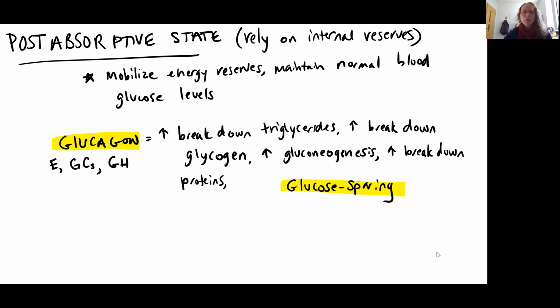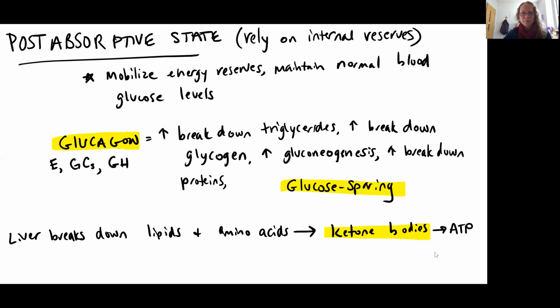So when we are in the post-absorptive state, we transition to more glucose-sparing activities, saving that glucose for your neurons, the cells that really need it, and pretty much telling the rest of your cells that they can use your stores of fatty acid. As part of this glucose-sparing activity, your liver is breaking down lipids and amino acids as part of that gluconeogenesis process, as well as, lipids and amino acids can be used to make ATP.